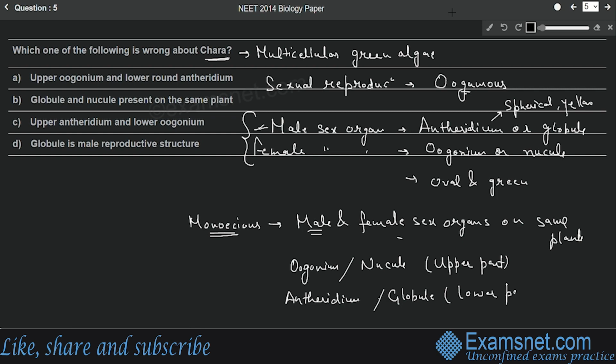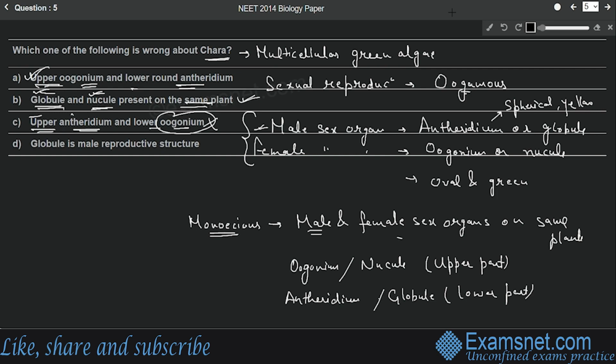Okay. Now let's look at the options. The first option says upper oogonium and lower round antheridium. So this is correct. We have seen that oogonium is present on the upper part and antheridium on the lower part. Then the second option is globule and nucule. That means the male and female sex organs are present on the same plant. This is also correct. The third option says upper antheridium and lower oogonium, which is incorrect. We have seen that oogonium is present on the upper part and antheridium on the lower part.